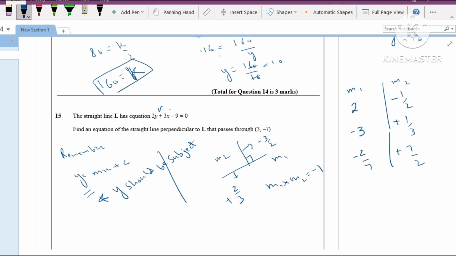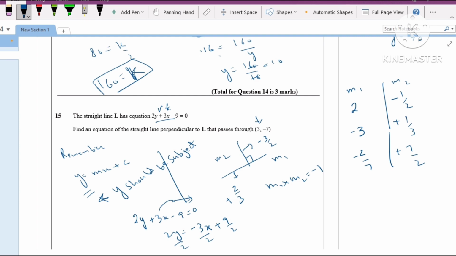The straight line L has this equation, and we have to find the equation of the perpendicular line, which is perpendicular to this line and passing through this point. So basically we will just rearrange this equation to make y the subject. 2y plus 3x minus 9 is equal to 0. So 2y is equal to, we will move these two terms to the other side, changing the signs. This is plus 3x, it becomes minus 3x, and minus 9 becomes plus 9, divided by 2, divided by 2.